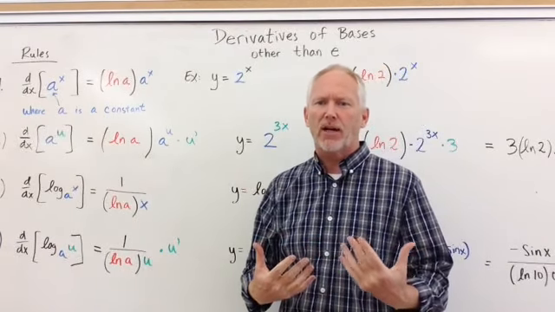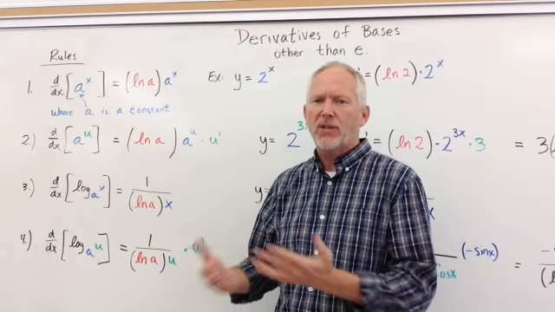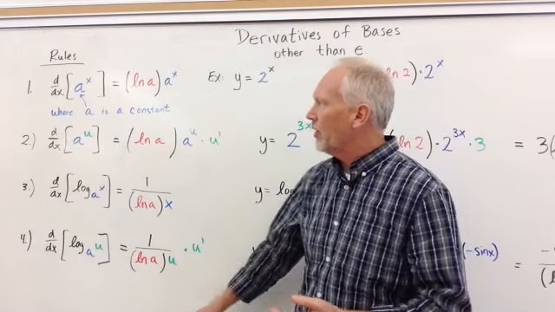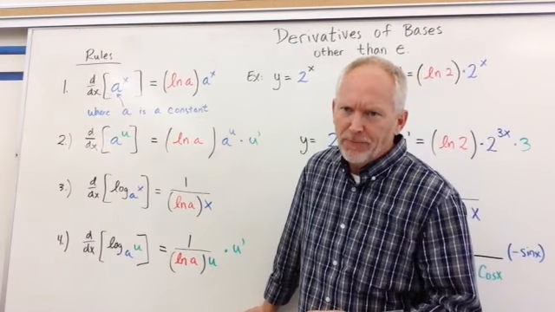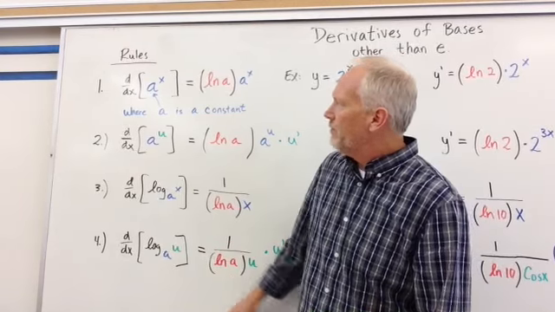Okay, so if we're going to take a derivative of something with respect to e, then there was e to the x and e to the u and how we dealt with those. Well, now we're going to deal with some bases that are not e. So let's look at the rules. Basically, here's some format for you.